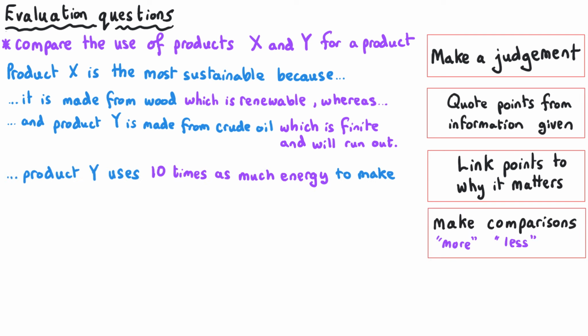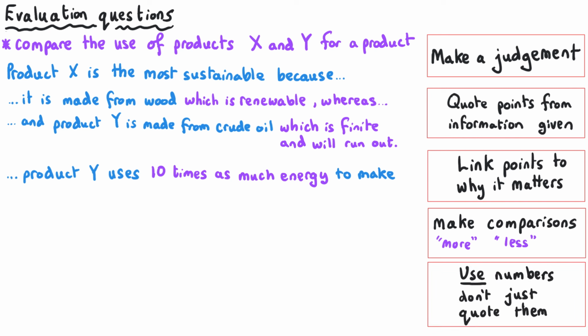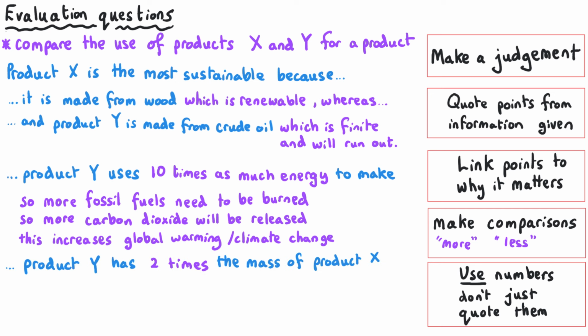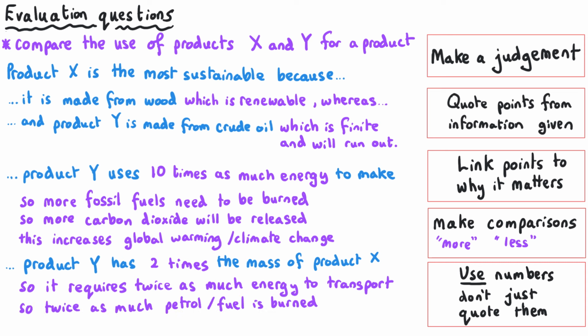Or this product uses 10 times as much energy during the manufacturing, so that means we're going to burn a lot more coal or gas, or use a lot more energy resources, which will result in more carbon dioxide being released into the atmosphere, and therefore more of an impact on global warming or making climate change worse. Or finally, it might be that this product weighs twice as much as this product, and that will have an impact on the transportation stage, because that means it will take twice as much energy to fuel the lorry to transport it to the shop. And that will mean that twice as much petrol or diesel will be required, and so more CO2 will be released, and we're in the same situation.